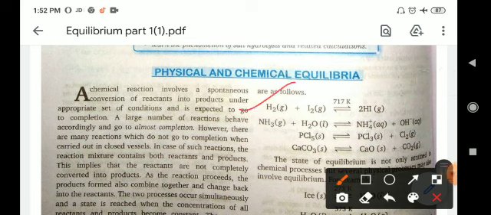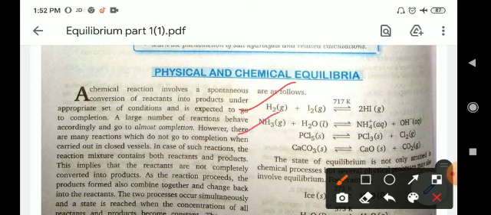Some chemical processes involving equilibrium are, for example, H2 plus I2 gives 2HI. So H2 and I2 give 2HI, but 2HI can break and give H2 and I2. But there will be a point when H2 and I2 will not combine to give 2HI and 2HI will not break to give H2 and I2. Then this condition is known as equilibrium.